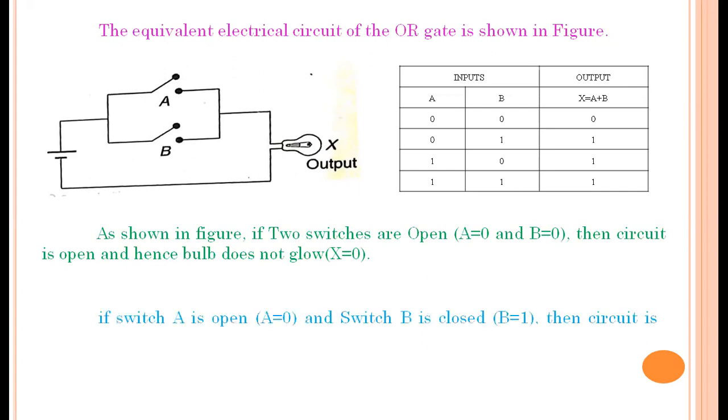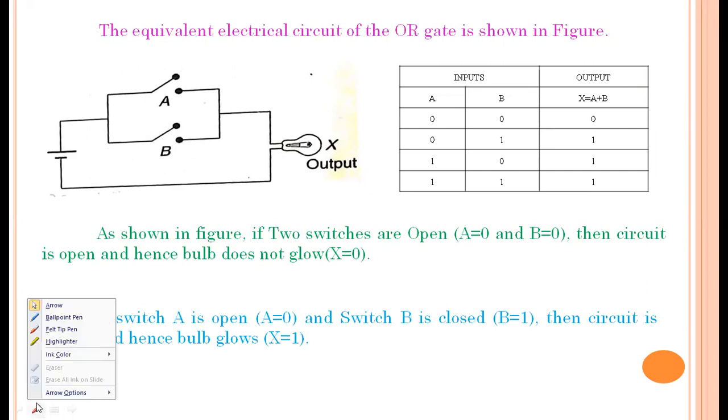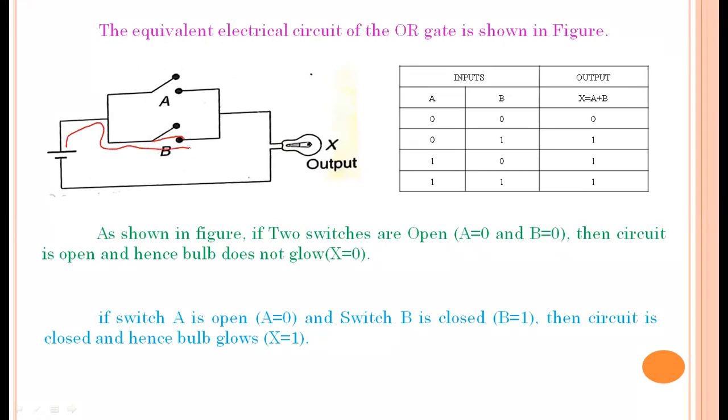And in the second case, if A is equal to 0, that is nothing but A is open, and B is 1, that is nothing but B is closed. Then what happens? B is closed is nothing but the circuit is completed like this. So the current will flow from the battery through switch B and bulb X. So the circuit is completed and hence the bulb glows. So if A is equal to 0 and B is equal to 1, the output is 1 because the bulb glows.